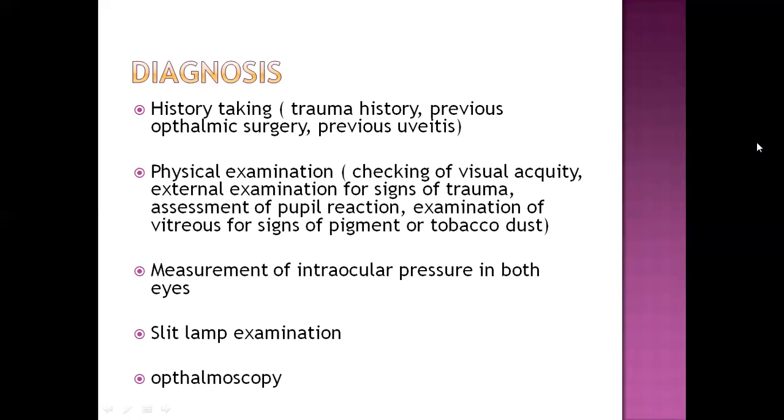Next is measurement of intraocular pressure. We had a topic about measurement of intraocular pressure. Measurement of intraocular pressure will help us to determine whether the eye is suffering from any kind of strain or not. Slit lamp examination can be performed to find out the actual site of the problem. Ophthalmoscopy can be done for detailed visualization of all the organs inside the eye.